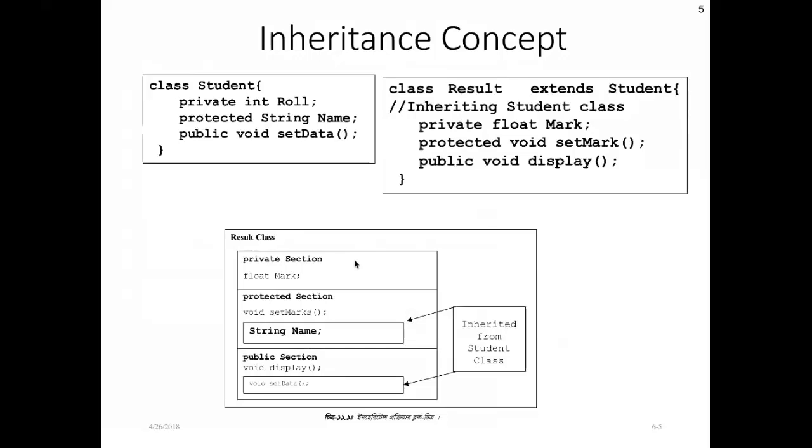The easiest way is to inherit this class. To inherit this class, this is a Java concept, I will write class Result, this is my derived class or new class, extends Student. So what will happen? The effect of this extends keyword is that it will get the inheritable components or methods from the Student class into this Result class. As a result, my Result class will be like this.